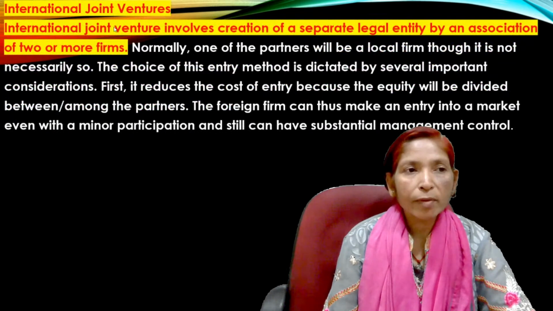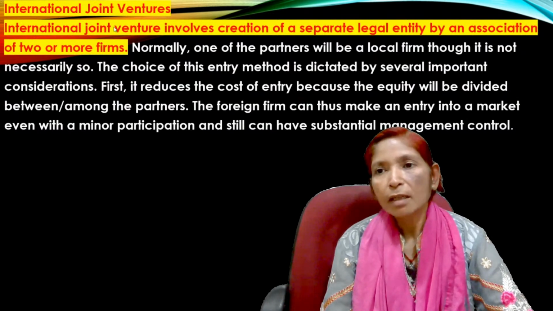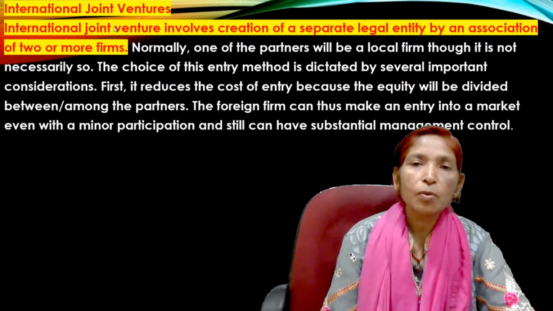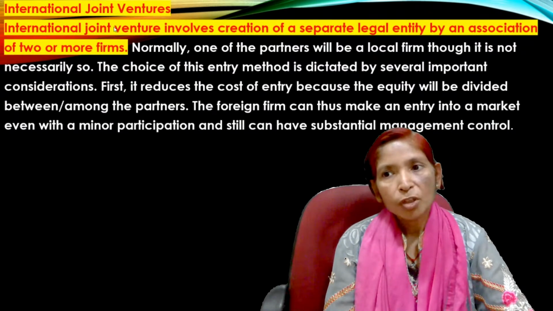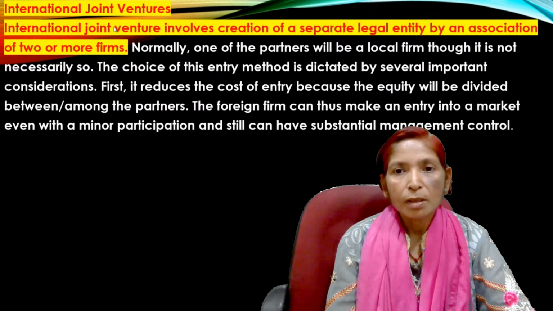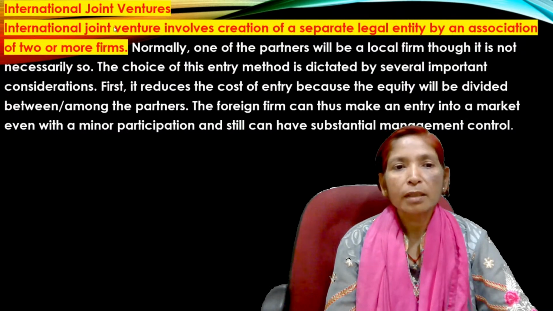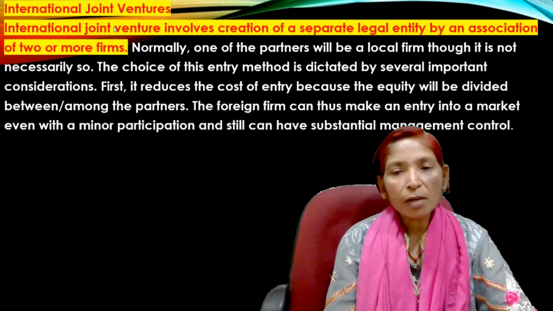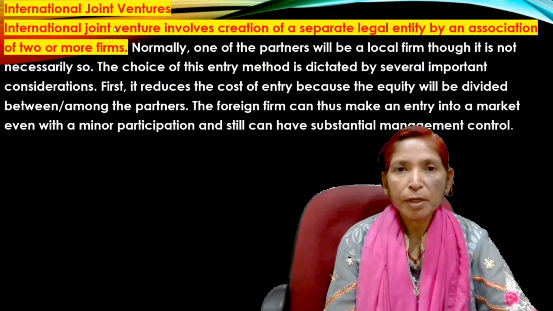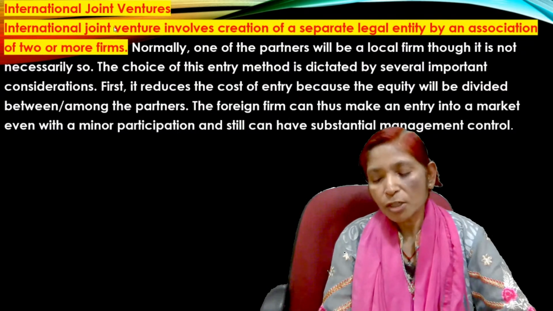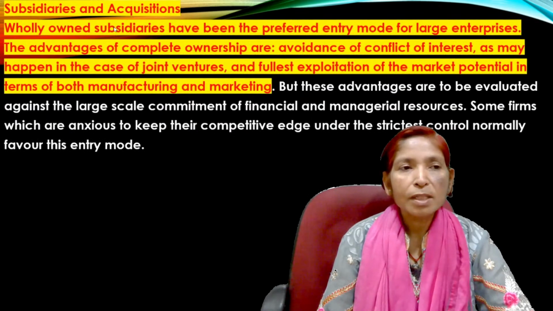Third is international joint venture. International joint venture involves creation of a separate legal entity by an association of two or more firms. Normally, one of the partners will be a local firm, though it is not necessarily so. So the choice of this entry method is dictated by several important considerations. The foreign firm can thus make an entry into a market even with a minor participation and still can have substantial management control. Next is subsidiaries and acquisitions.